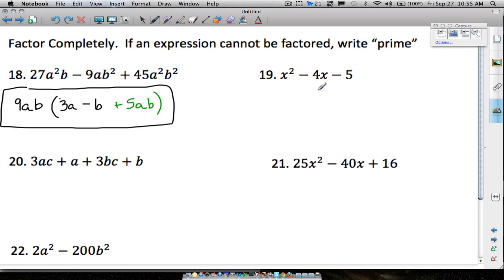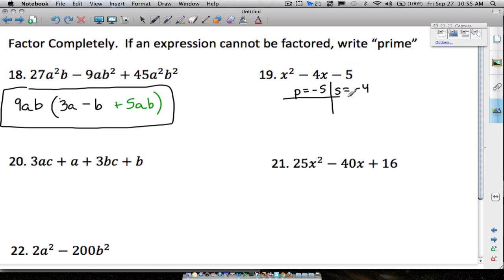Number 19, looking for GCF. There is not one. We have x squared minus 4x minus 5. This is one of those trinomials where you want to find the product and the sum. The product is equal to -5. The sum is equal to -4.